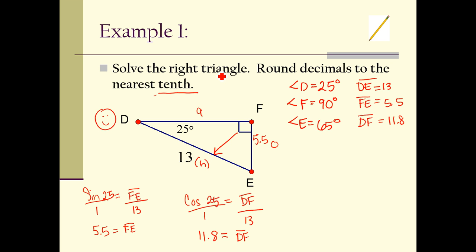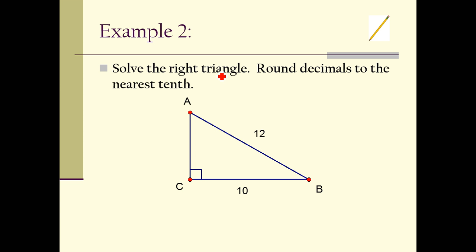Okay, let's do another example. In your notes, let's write this down. We're going to solve this right triangle, and again, we're going to round to the nearest tenth. Okay, here we go. I've got to find all the sides and all the angles. We don't know angle A. We don't know angle B. Angle C is 90 degrees. Then we need the sides.